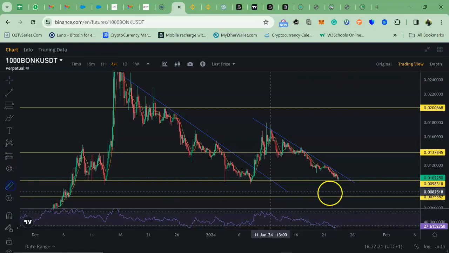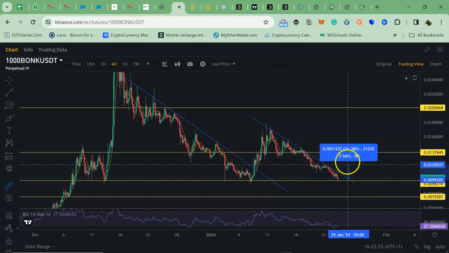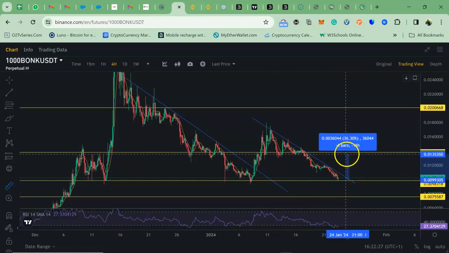So if you look at it from this current price here down to the next resistance level, we have close to like 40%. Even if you buy on spot, that means you'll be targeting 40% return on your investment.